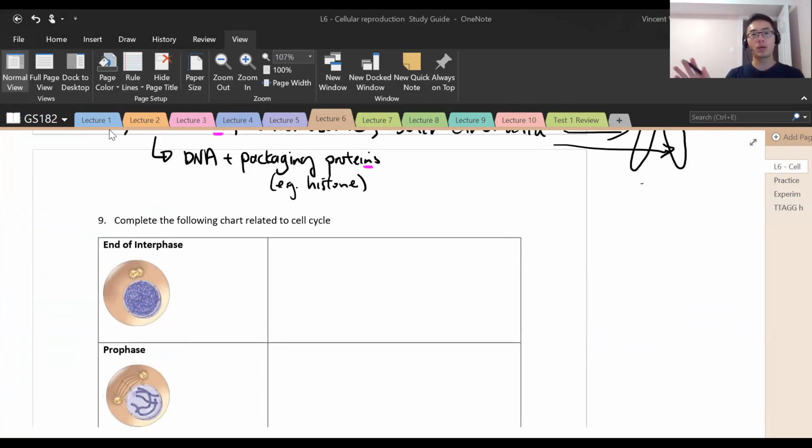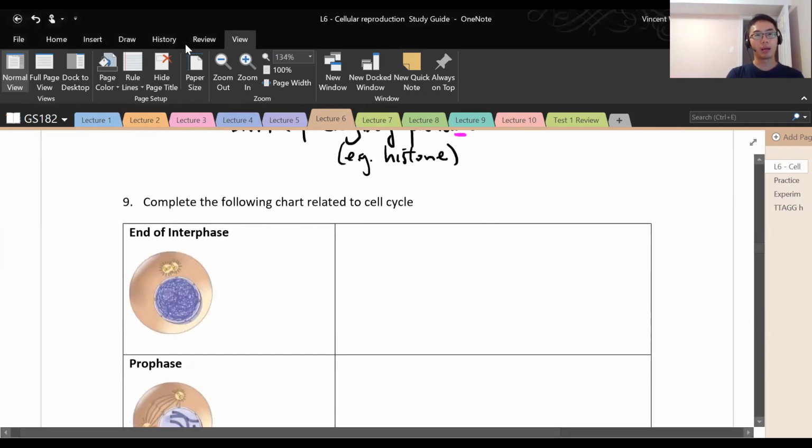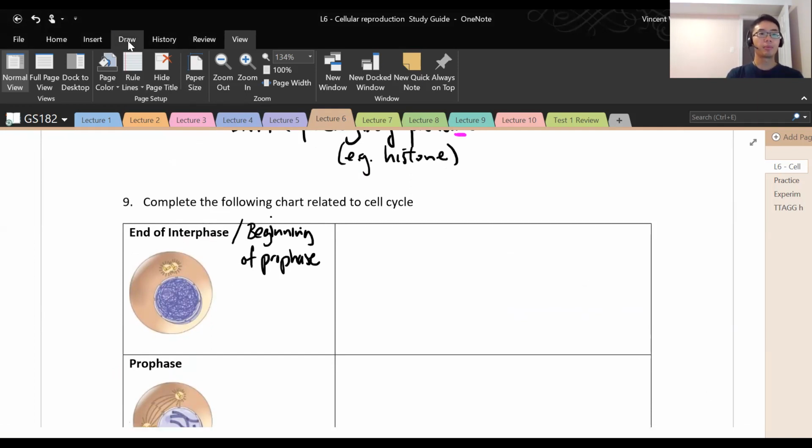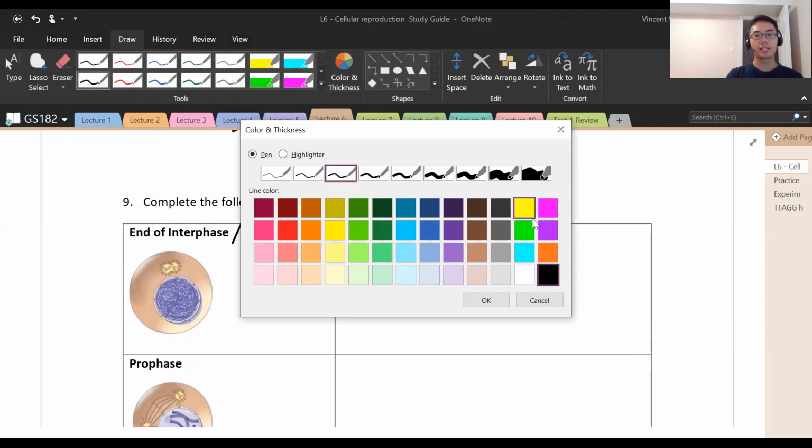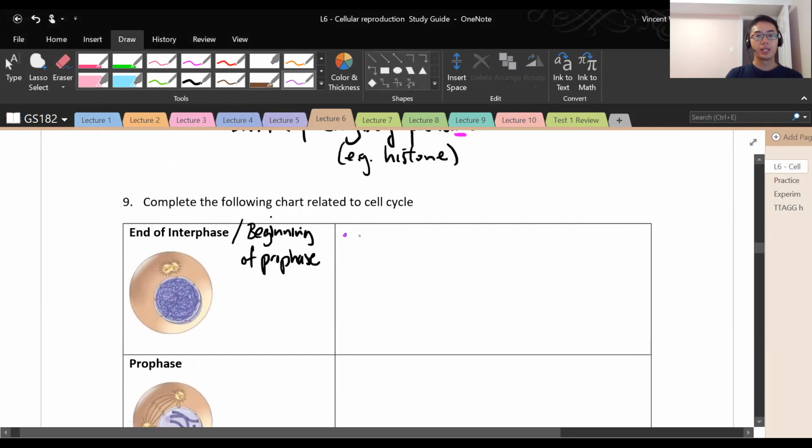If all goes well, by the end of interphase the following will happen. We'll call this the end of interphase and maybe the beginning of prophase, because it's hard to draw a boundary. It's like one transitions seamlessly into the other. Basically, at the end of interphase and the beginning of prophase, DNA replication is completed.